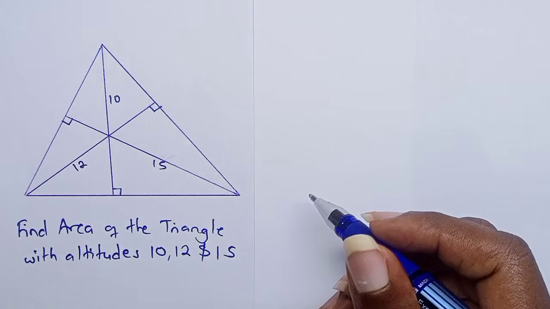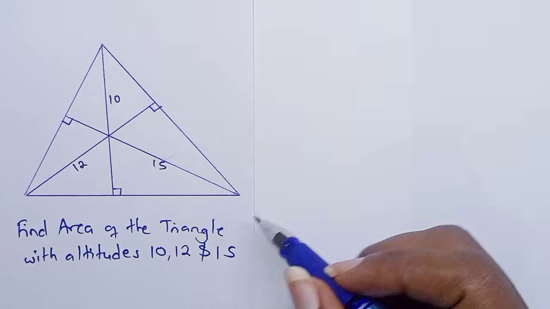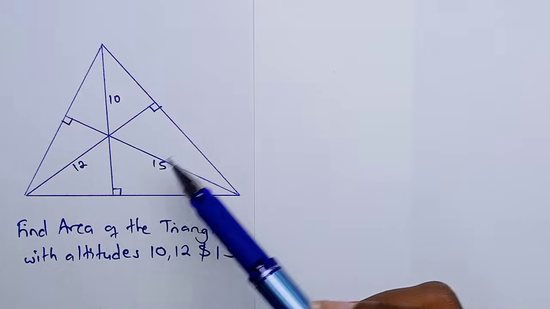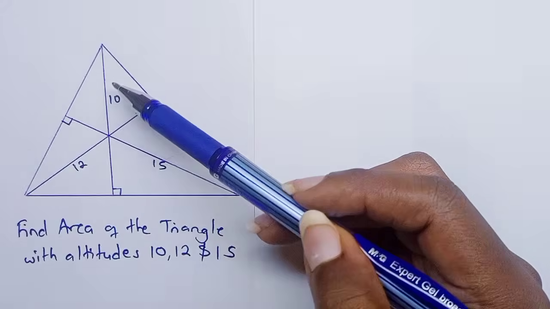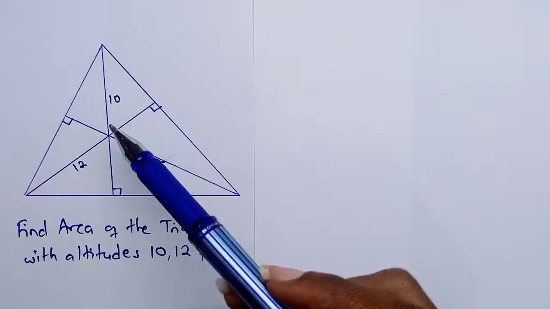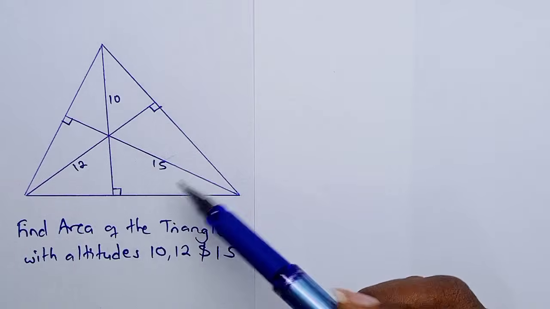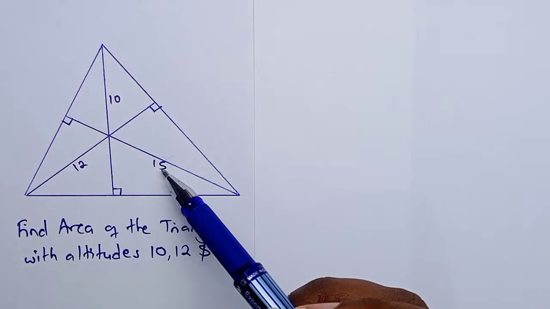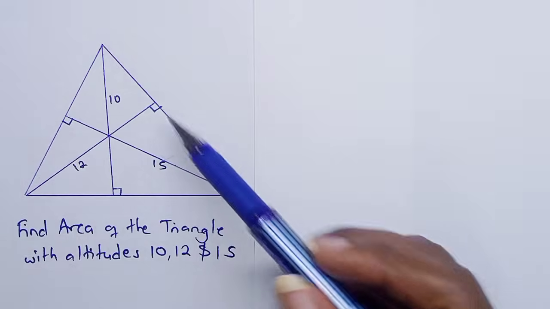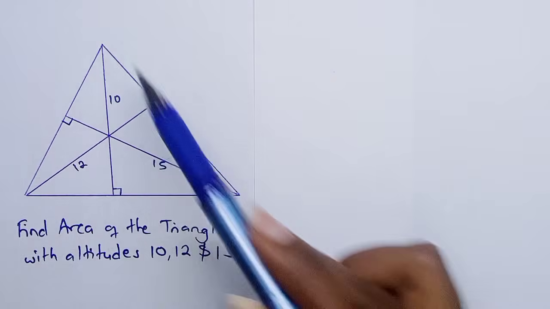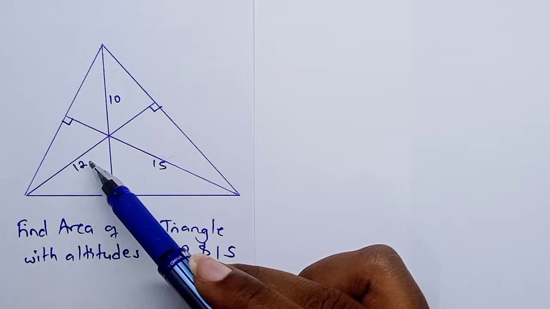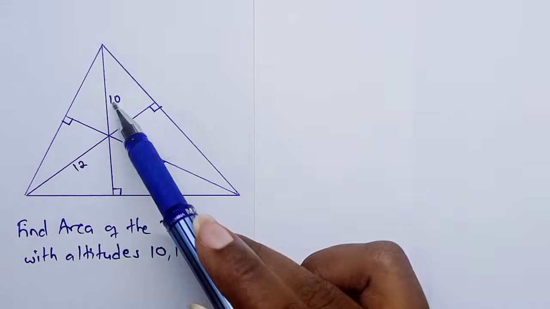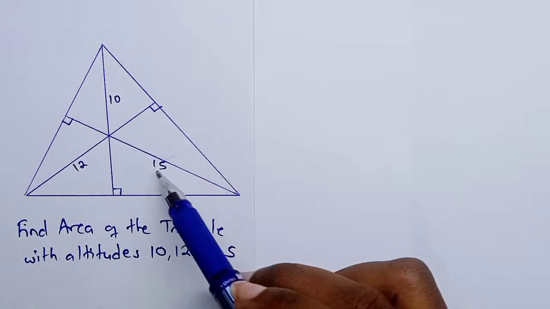Hello, welcome back. In this video, we're being told to find the area of the triangle with altitudes 10, 12, and 15. The height of the triangle when this is the base is 10, the height when this is the base is 15, and the height when this side is the base is 12. So this whole line from here to here is 12, from here to here is 10, and from here to here is 15.